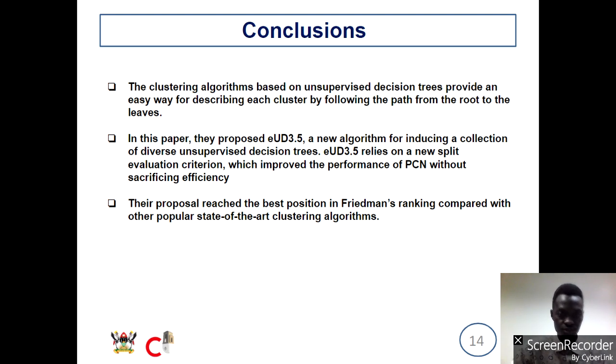So in conclusion, these algorithms based on unsupervised decision trees provide an easy way for describing each cluster by following the path from the root to the leaves.